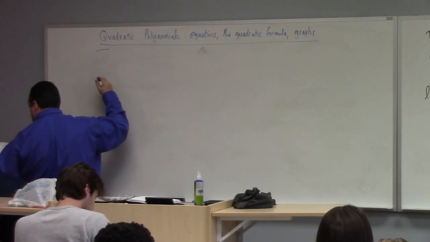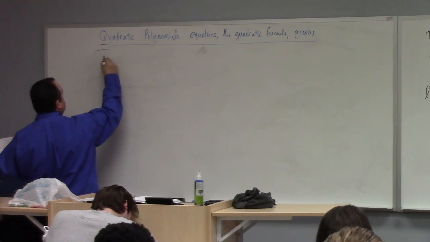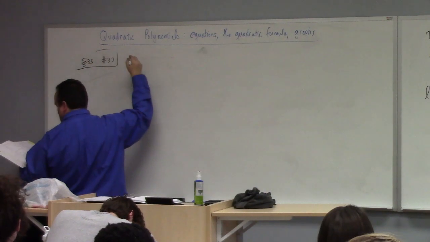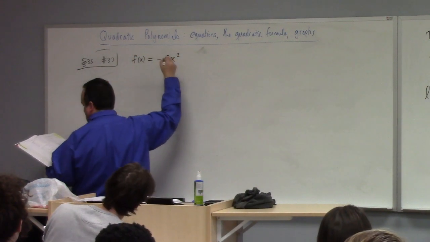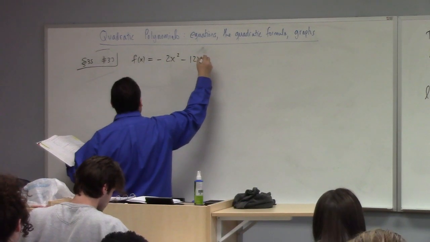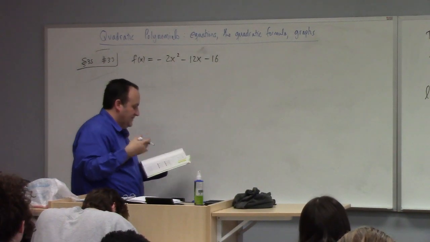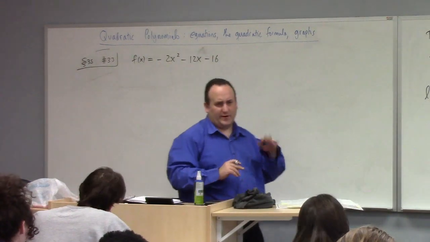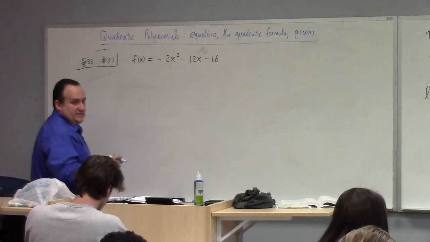So like number 33 from section 3.5. Here we're up against f of x equals minus 2x squared minus 12x minus 16. And what we're asked to do here is find the vertex, the axis, the domain, and the range. Listen, I'll talk more about domain and range next class. Let's not worry about that just yet. But let's see if we can, this is our last example for today.